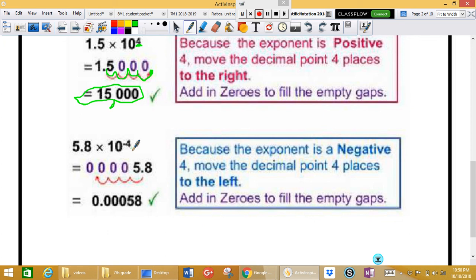Okay, because this exponent is negative, we have to move it to the left. So negative and left. So I go back 1, 2, 3, 4. So 0.00058. So rewrite the number.